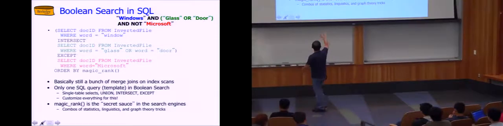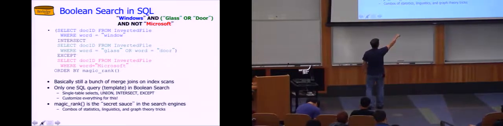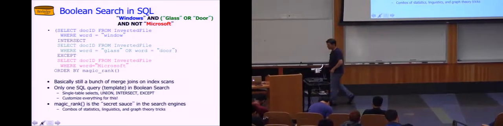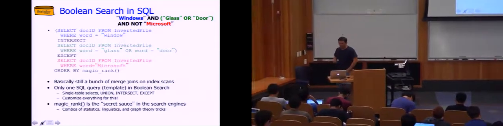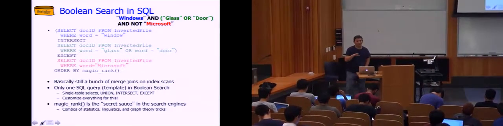So the interesting bit is magic rank. That's the secret sauce, and we'll get to that in a bit. But I want to get through the nuts and bolts a little bit further. Any questions up to now?